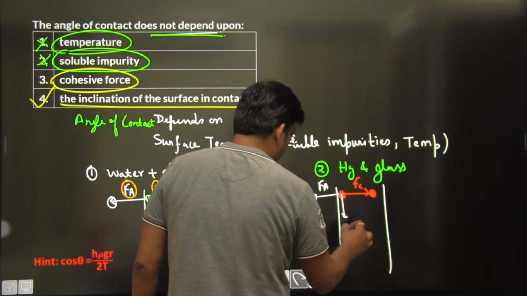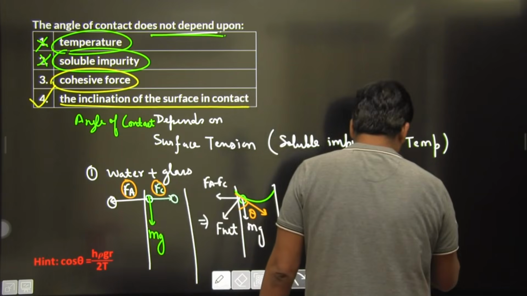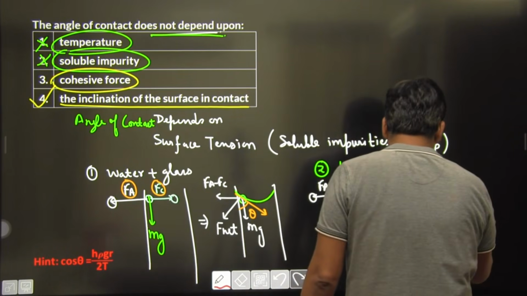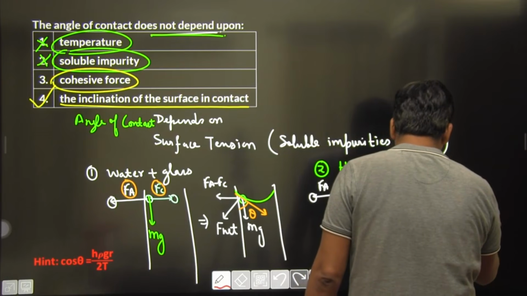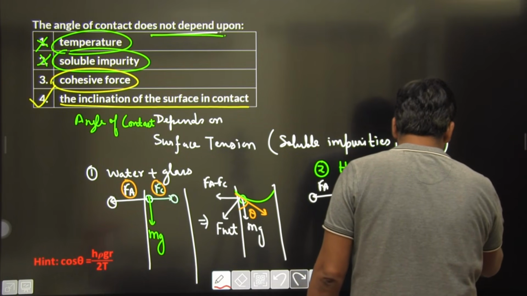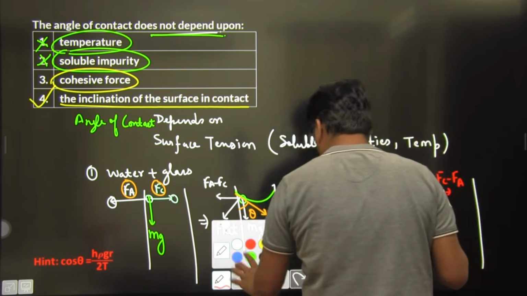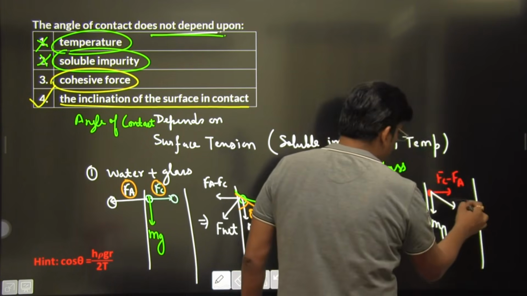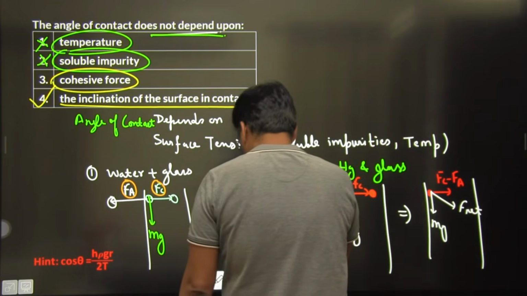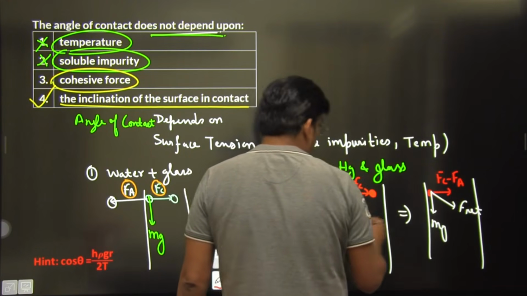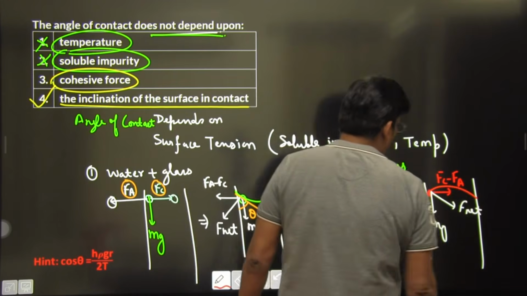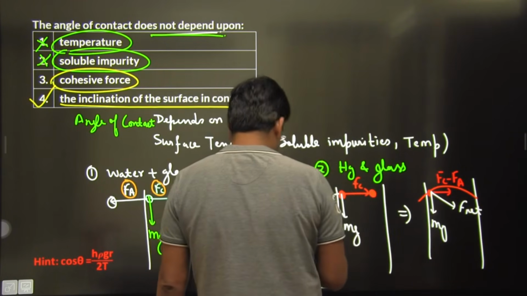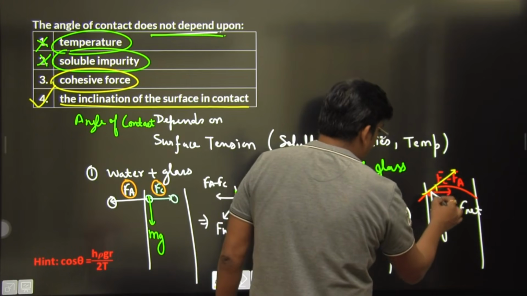Mg acts downwards. Now the net force here would be cohesive minus adhesive. Mg will act in the downward direction. This would be the net force. Now liquid molecules will arrange themselves perpendicular to the net force in order to maintain equilibrium. So the meniscus would be convex and the angle of contact would be obtuse.